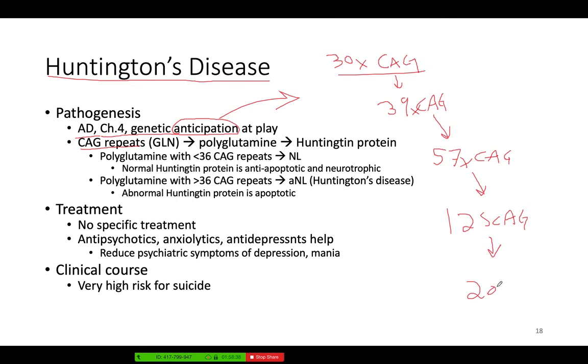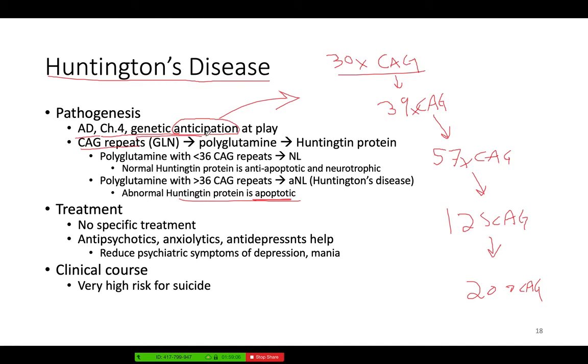They were still able to have kids, and now we have 200 CAG repeats, and this patient is basically doomed from the day they're born, and doesn't have a very good prognosis. They may die in their teens when you have that many CAG repeats. These accumulate and are going to be apoptotic to our neurons. These proteins are actually going to go to our neurons and destroy those neurons.